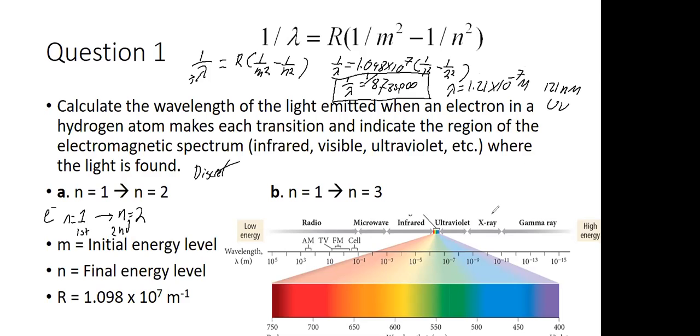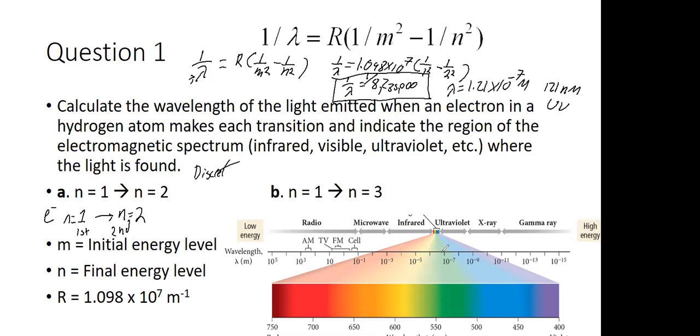So there's a couple. One, you don't have to put it in nanometers if you don't want to. I just did that conversion for us. You can leave it as 1.21 times 10 to the minus 7. But how do you figure out where that is? How do I know that's in UV light?